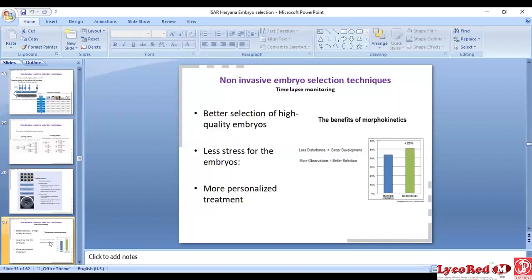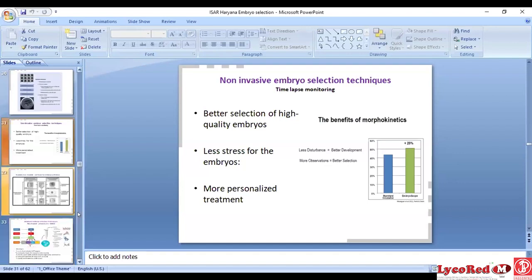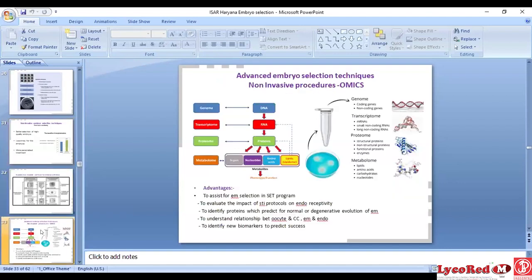So the advantage is better selection of high quality embryo. And when we are not taking the dish out to check the morphology under the microscope, we are not giving any external stress to the embryo, and the embryo is developing in an in vivo kind of condition. So there is less stress for the embryo, and good quality embryos can be developed. So that is the advantage of the time lapse.